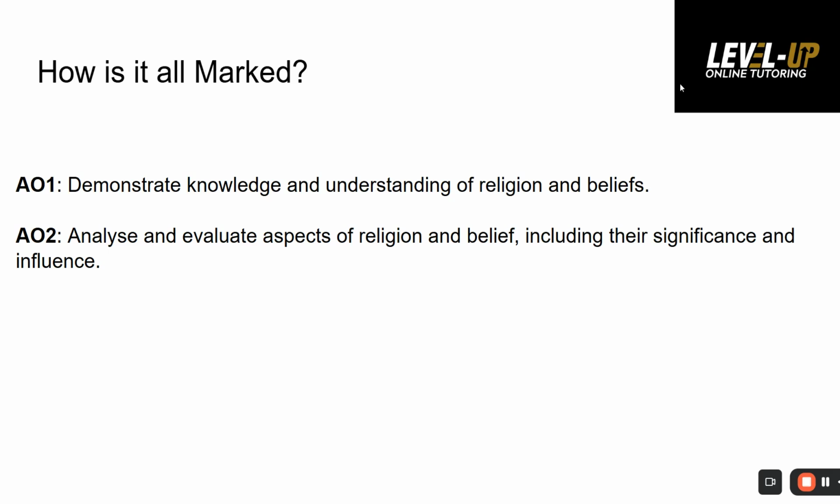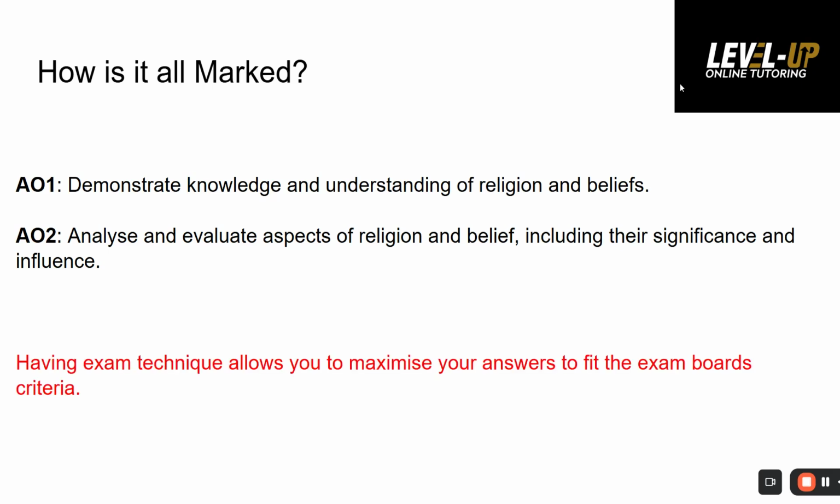So knowing that this is what they're looking for in your answers means that for a 4 mark question, it's all well and good demonstrating knowledge, but if you don't analyse it and give an explanation, you're not going to get full marks. In a 12 mark question, if you don't evaluate aspects of that religion, which include the significance or the influence that they have, you're not going to get full marks. Knowing that you need to be looking out for these key things is crucial for constructing your own argument. You can build your argument based around AO1 and AO2. So having this exam technique down is going to allow you to maximize the answers to fit exactly what the exam boards want.